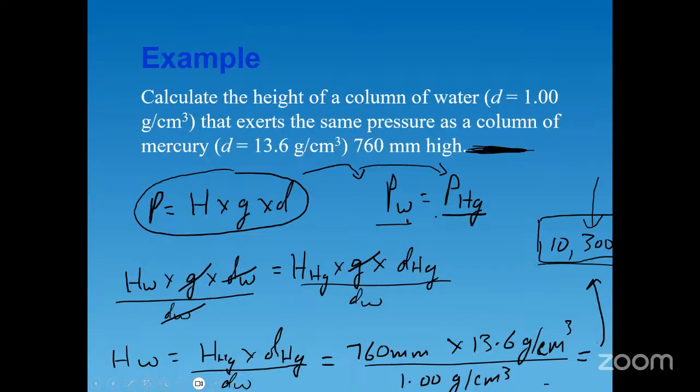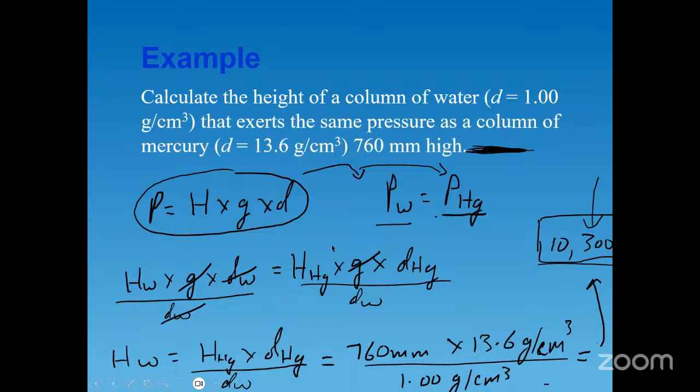So in the case of the water, that would be the height of the water times the acceleration due to gravity times the density of the water. And on the other side of the equation, I would put the height of the mercury times the acceleration due to gravity times the density of mercury. Now, because g is the same on both sides, we can cancel it out, right? So that's the reason why we cancel g here and g here.